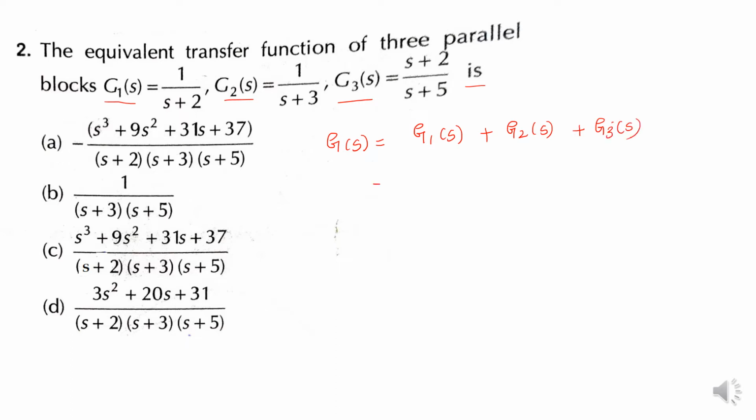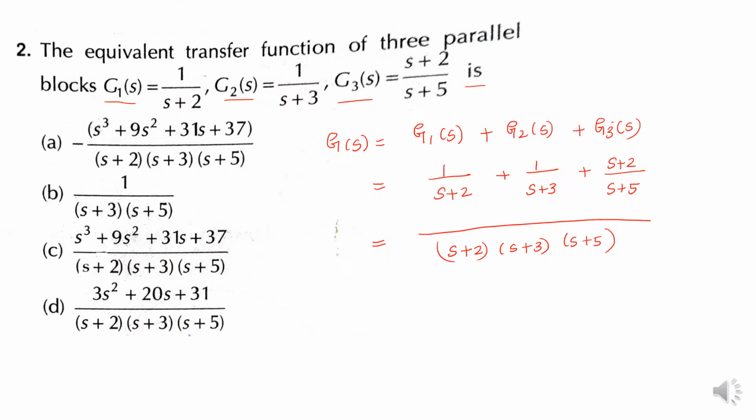Next, I am going to add these 3 blocks: 1 by s plus 2 plus 1 by s plus 3 plus s plus 2 divided by s plus 5. Next, I am going to take the LCM. In the denominator, (s plus 2)(s plus 3)(s plus 5). Numerator: (s plus 3)(s plus 5) plus (s plus 2)(s plus 5) plus (s plus 2)(s plus 2)(s plus 3).